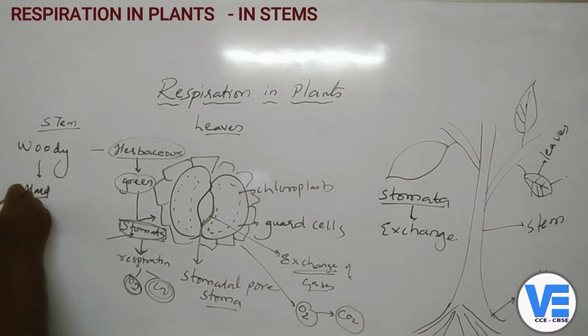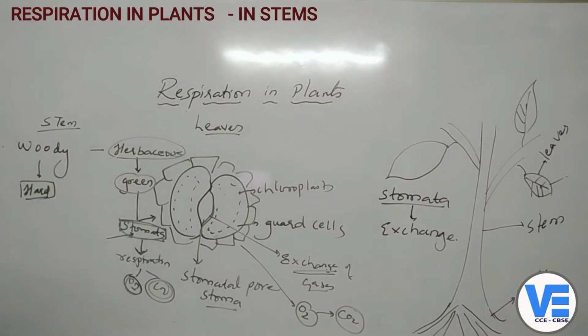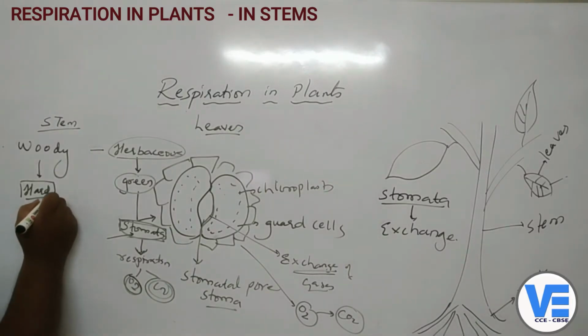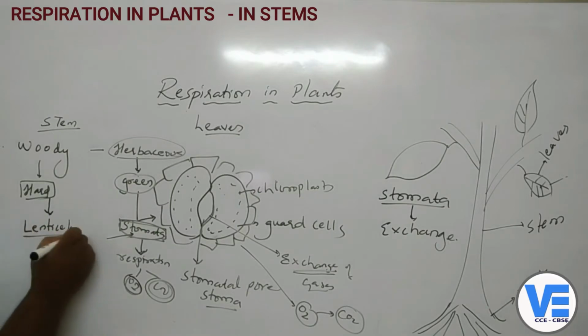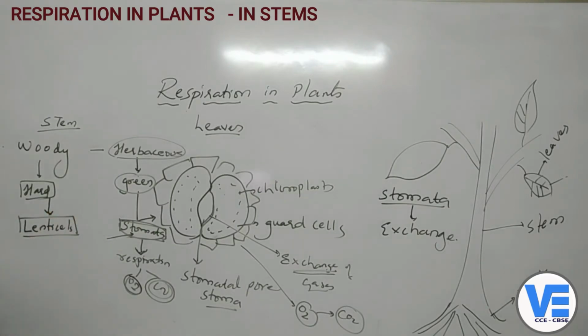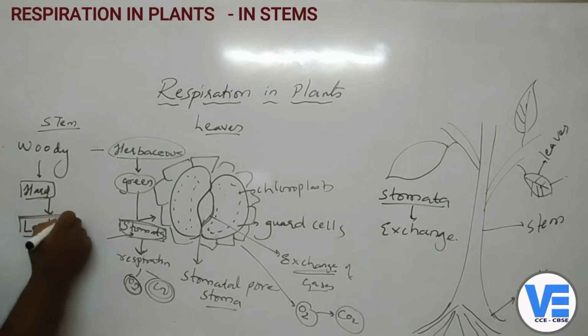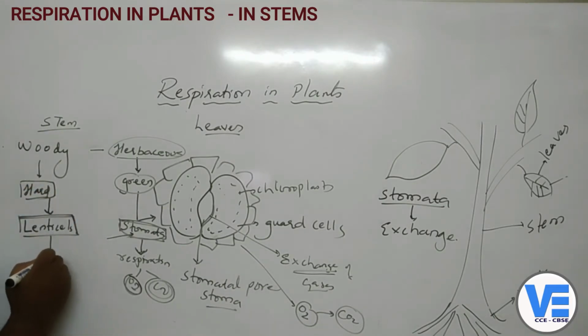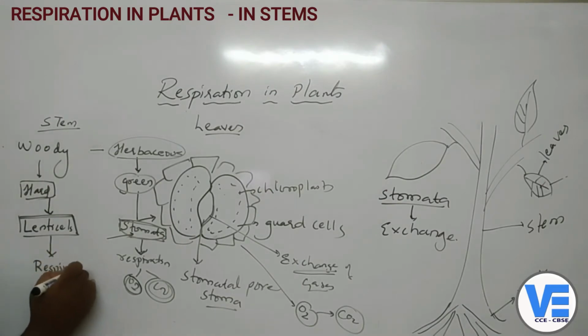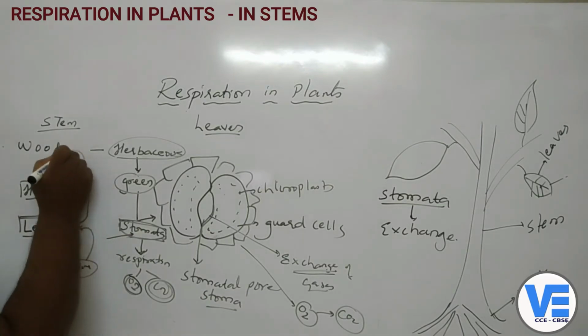Now when you see the woody stems, these woody stems are a bit hard. That is what we are studying here. They will have some special pore-like structures which are called lenticels. These lenticels are present on the hard, woody stems, and they are responsible for the respiration process. So the stem respires with the help of the lenticels, especially in the woody stems.